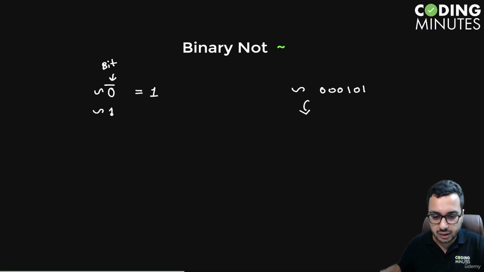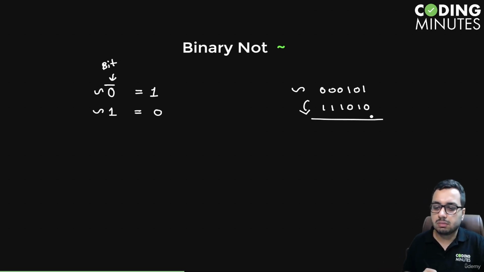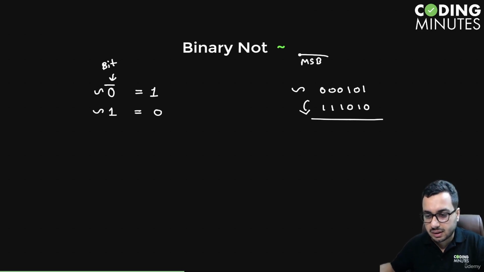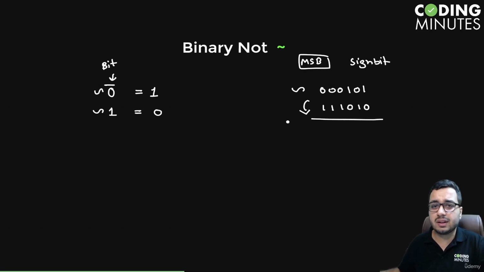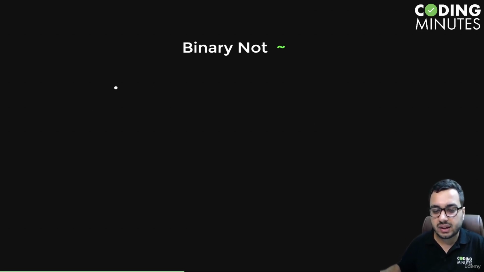Okay, so NOT of 1 is 0, and NOT of this is going to be lots of ones followed by 0 1 0 1. Okay, so this, you will see, it is going to flip all the bits including the most significant bit, that is the sign bit. So that means this number could be a negative number as well. Now if you have little idea here, I can give you one example.